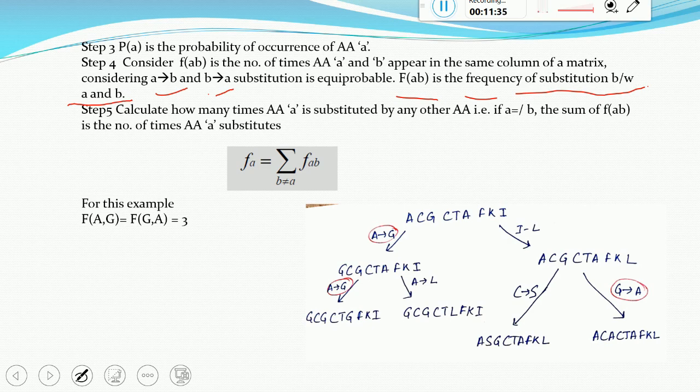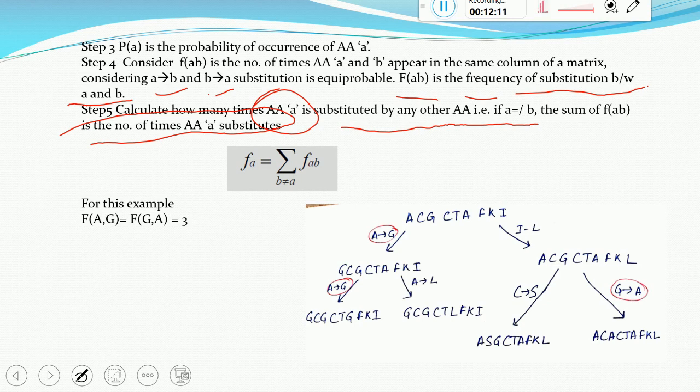Now the next step is to calculate how many times amino acid A, or alanine, is substituted by any other amino acid. That is, if A is not equal to B, the sum of FAB is the number of times amino acid A is substituted. So we have to calculate FA, in the case when A is not equal to B. FA is calculated based on this formula, sigma FAB, where A and B are two different amino acids and A and B are not equal.